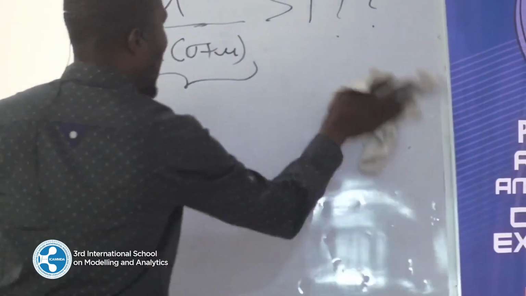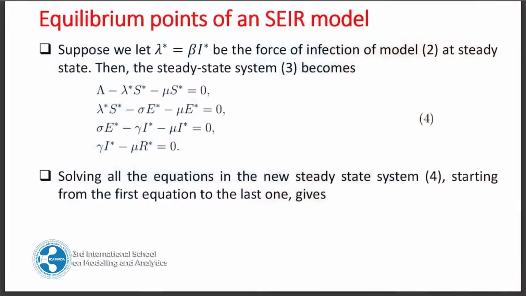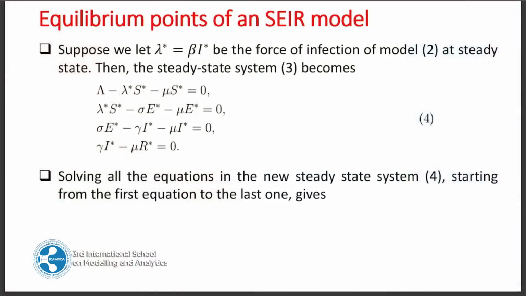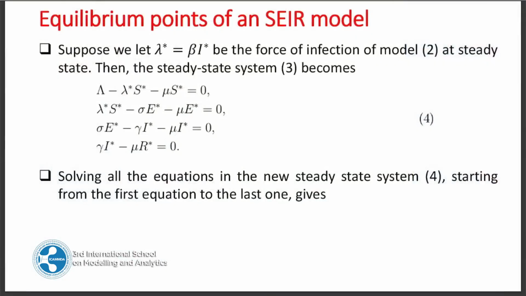We can easily solve that system 4 from equation 1 to 4. Can somebody tell me the solution for equation 1 in terms of S? If you solve the first equation here for S, we are going to have S star equals lambda over lambda plus mu. Thank you. This is what we are going to get. So if you look at the second equation, we can find E in terms of lambda as well, since we'll be able to know the value of S. Is that clear?